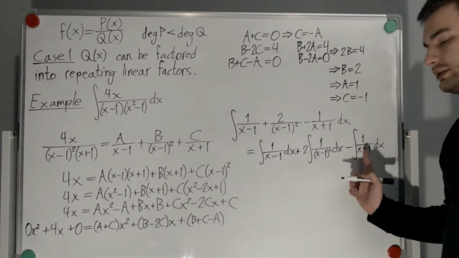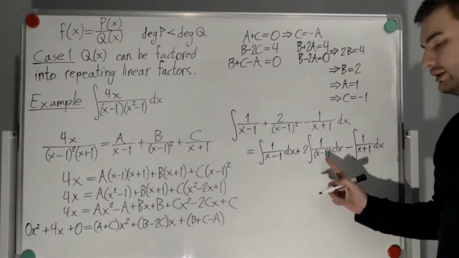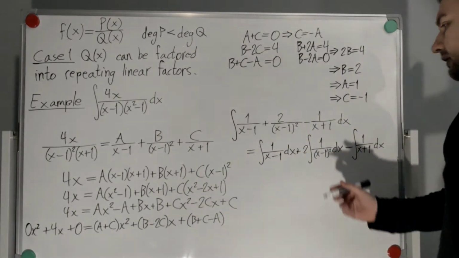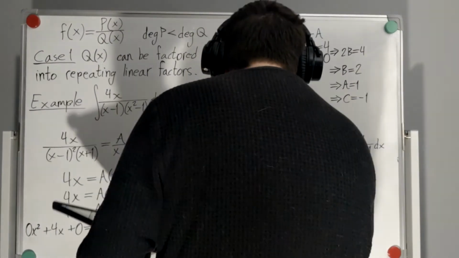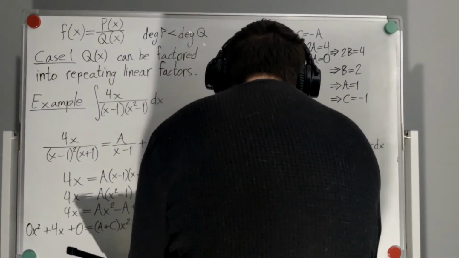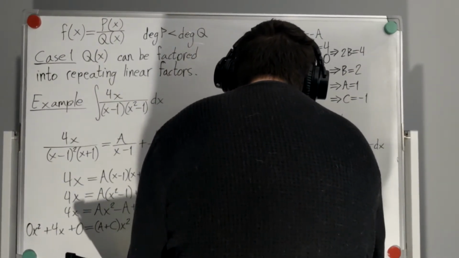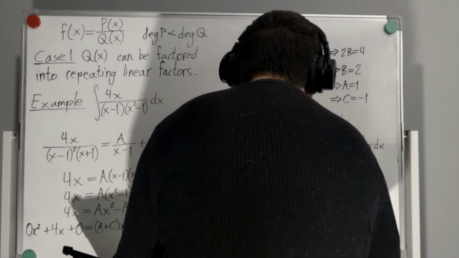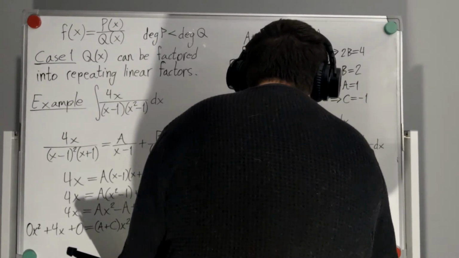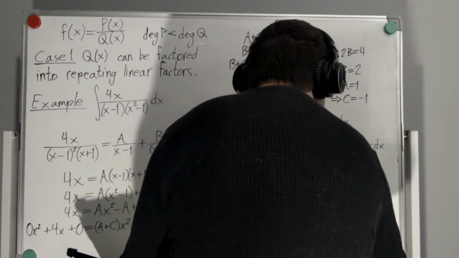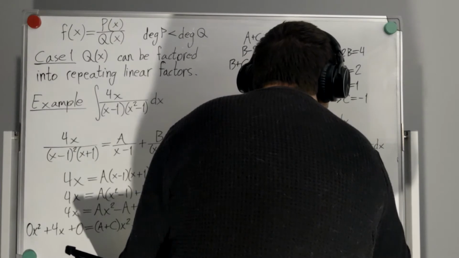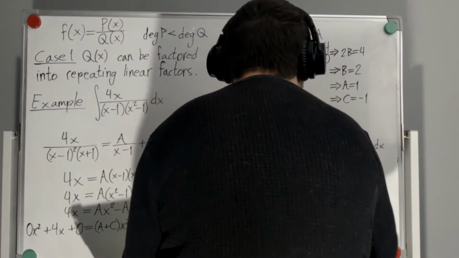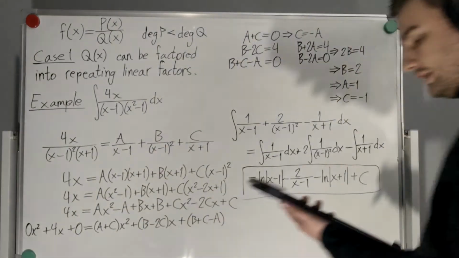Although these two are going to turn into natural logs, whereas this one is going to turn into negative u to the negative 1. And so what this eventually turns into is natural log of the absolute value of x minus 1 minus 2 divided by x minus 1 minus the natural log of the absolute value of x plus 1 plus c. And that is our indefinite integral.